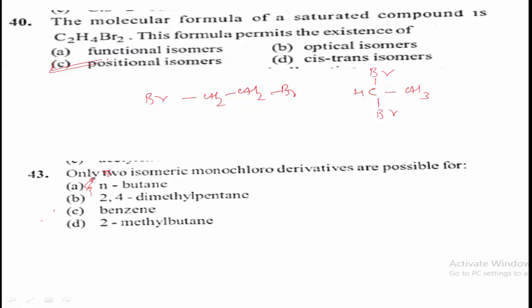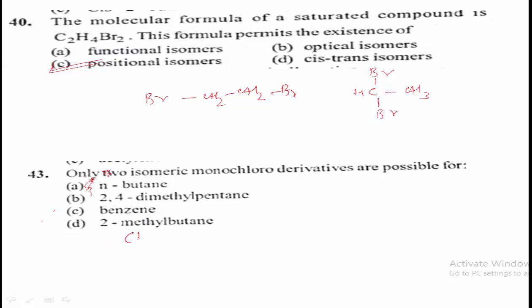Students, when you observe the given options, n-butane can have two isomeric monochloro derivatives, at position 1 and 2. And if you go to the other examples, benzene has only one, and 2,4-dimethylpentane will have 3. Is it right? Yes. But when you come to n-butane, we write the isomers like this, monochloro derivative.